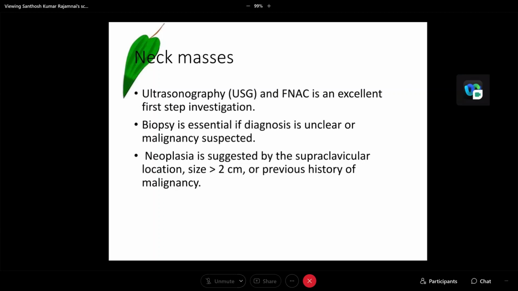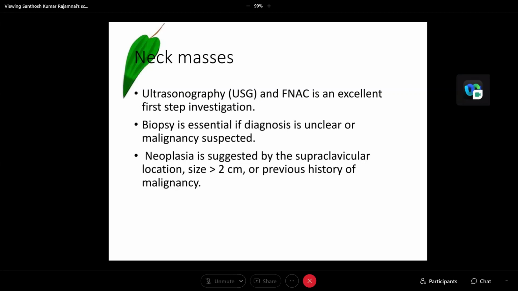Ultrasonogram will help you make a diagnosis of many of the neck swellings, right? Immediately arrive at a diagnosis of many of the neck swellings, like thyroid, for example. And FNAC will also help you make a diagnosis of many of the neck swellings. Only rare tumors you will not be able to make a diagnosis.